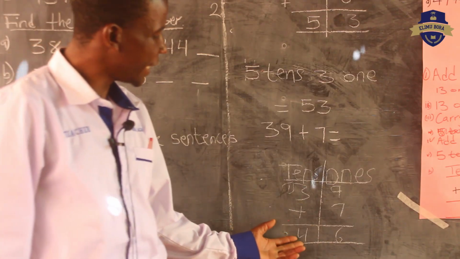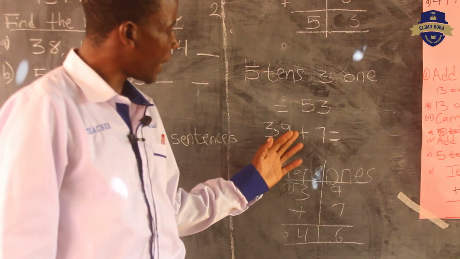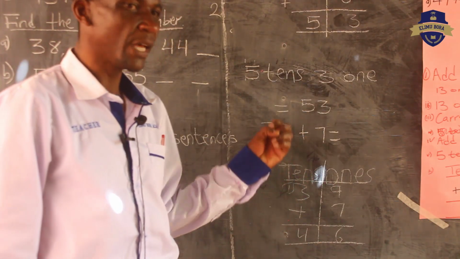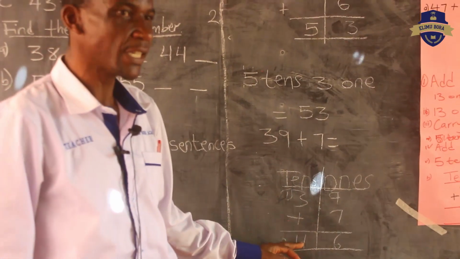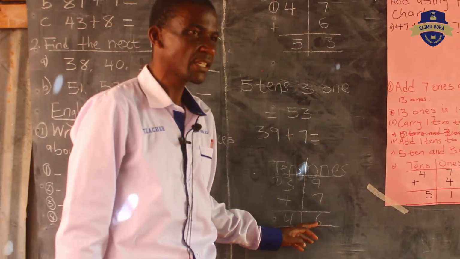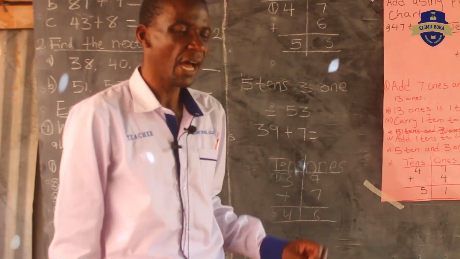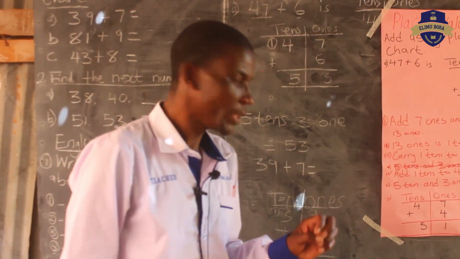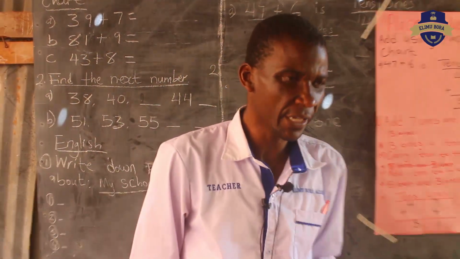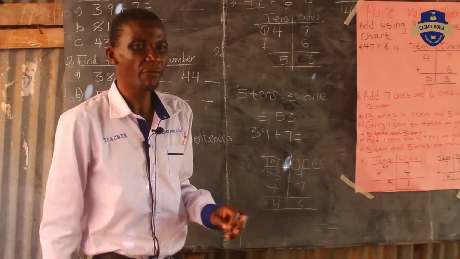So our answer is 39 plus 7. Using place value chart, it is 4 tens and 6 ones, which is the same as 46. 46. Clap for him.